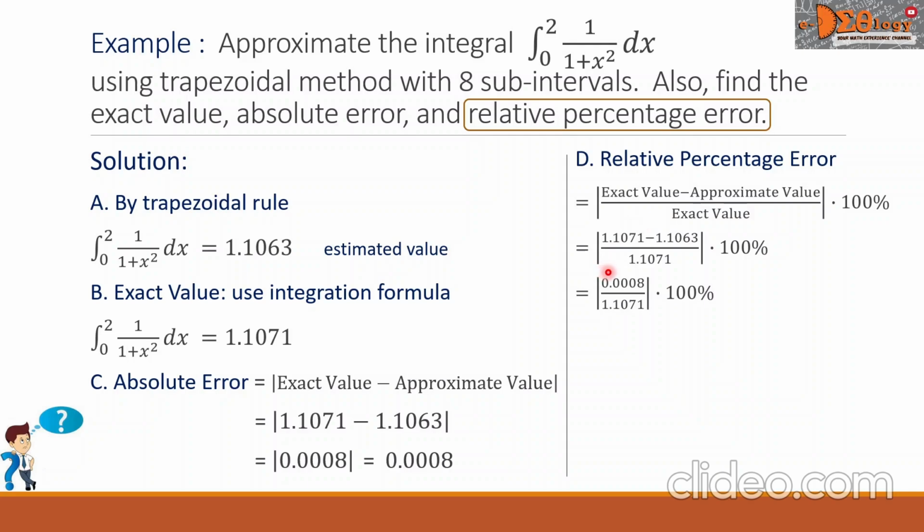Let us simplify the numerator. That will be the 0.0008, then divide by 1.1071. When we simplify this fraction, it becomes 0.00072. And since the answer is positive, we can remove the absolute value symbol. Then we multiply by 100%. So the answer now is 0.072%. This is the relative percentage error.